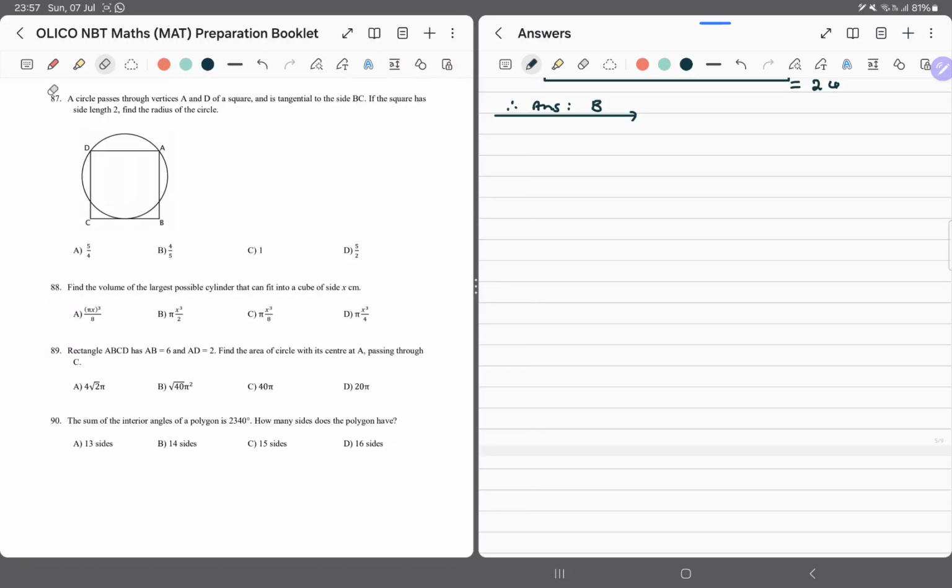All right, so let's just focus on this question 87. So it says a circle passes through vertices A and D of a square, okay, and is tangential to side BC. All right, now we are told here if the square has the length of 2 meters, so this means this length over here is 2 meters. Maybe let's show it elsewhere, because we want to use this tangent. Okay, that's the story.